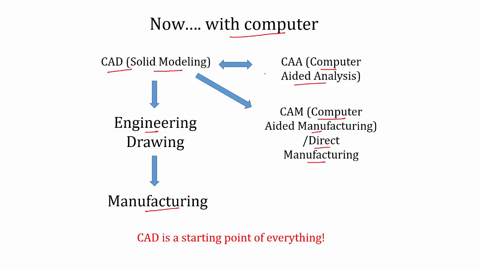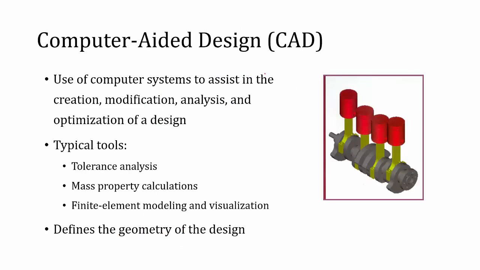Now we'll see what is CAD, CAA and CAM. Let me start with computer aided design. Computer aided design means use of computer systems to assist in the creation, modification, analysis and optimization of a design. By using software, we create the model and modify it, because with the help of computer aided tools we can easily modify. In case of pencil drawings, you have to erase it, and there are a lot of complications. Using your computer you can easily modify the drawings.